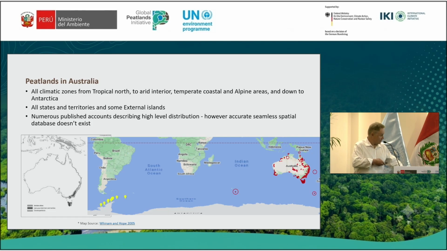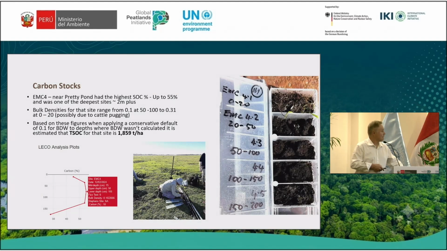Originally, most of our mapping was more of a crayon and a drawing on a map. However, in recent times, since basically about 2019, I've been working on a seamless actual spatial data set. That's about the extent of it now, and you can see that our peatlands cover basically every state and territory, and then down to the polar Antarctic regions.